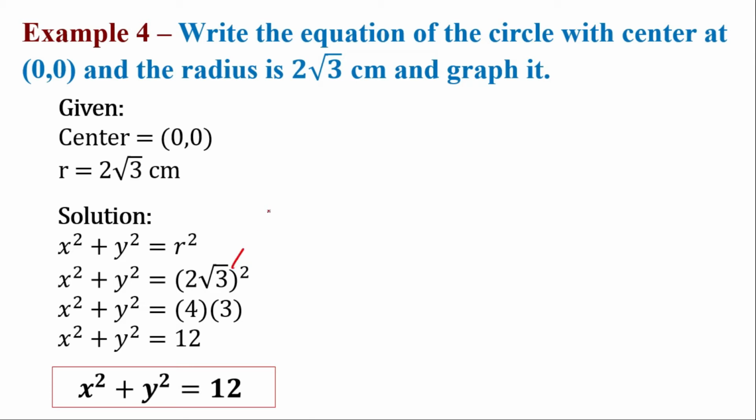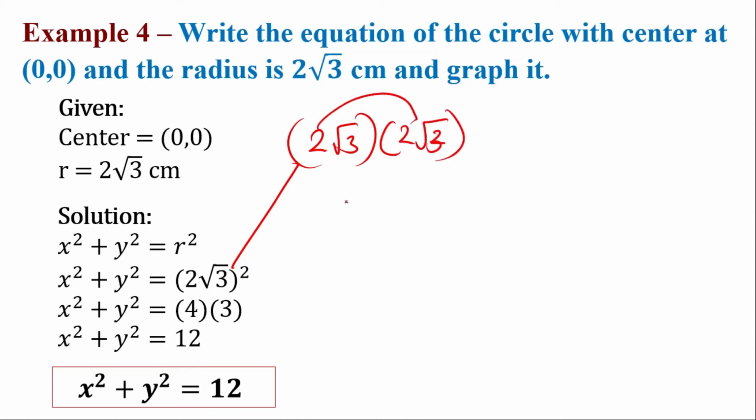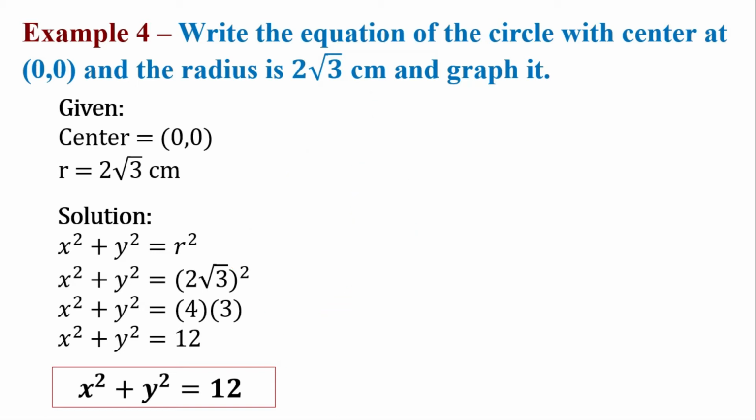Now let me tell you how to expand it. 2 square root of 3 squared is equivalent to 2 square root of 3 multiplied by 2 square root of 3. 2 multiplied by 2 is 4. Square root of 3 times square root of 3 is equal to square root of 9, which is 3. So 4 multiplied by 3 is 12. That's how we get 12. So remember your topic on radical expressions.